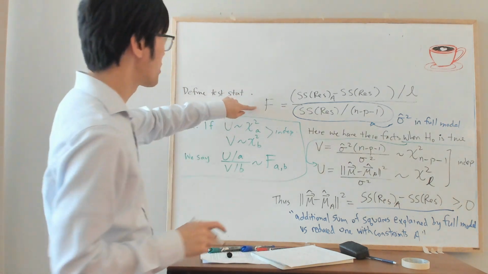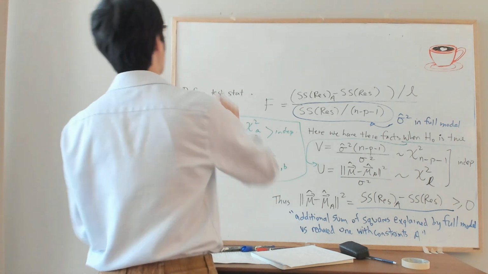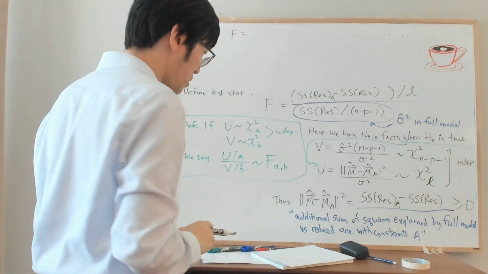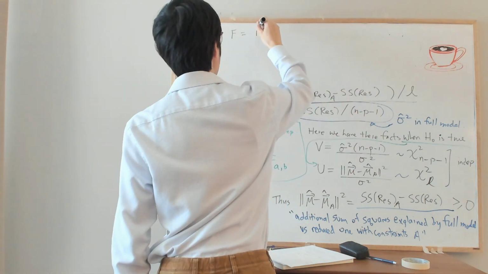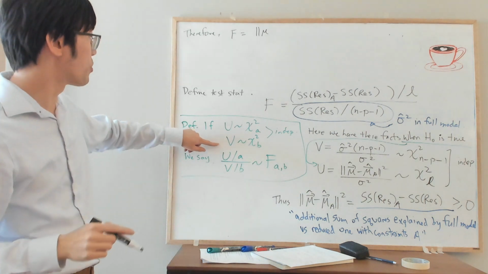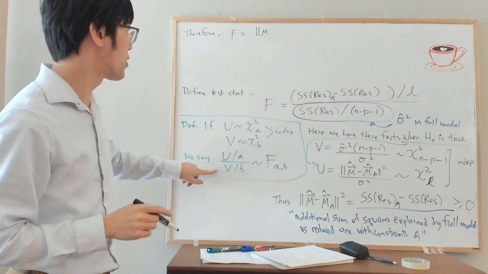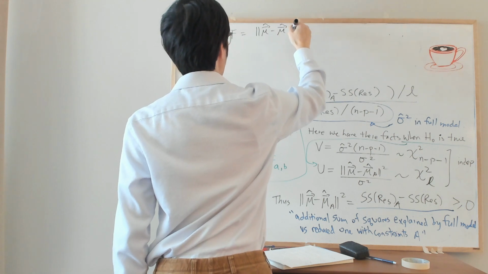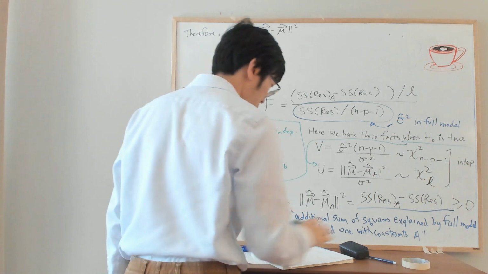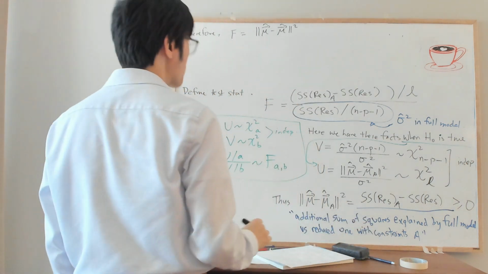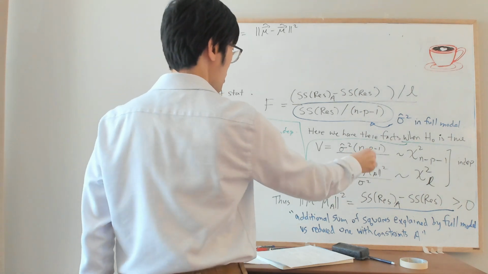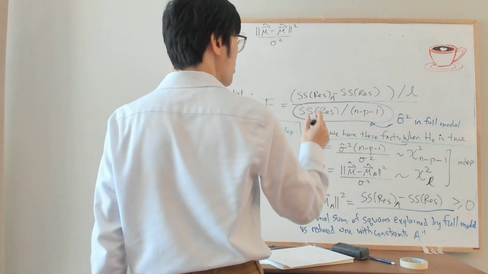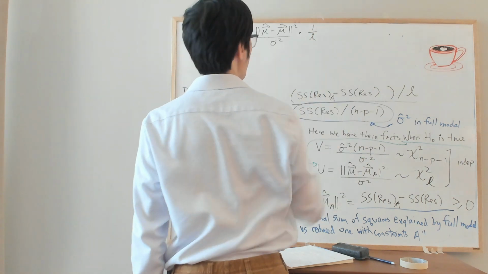Okay, so how does that relate to this test statistic? Therefore, this F statistic I defined, I can write as follows. Basically, I'm going to write this statistic to match the F distribution form. So I take this difference, which represents the difference of the sum of squares, the additional sum of squares explained by the full model. I'm going to create this chi-square, so divide by sigma squared. And then I'm going to multiply by 1 over L, which I have over here.